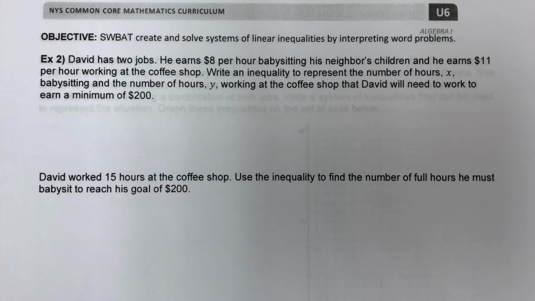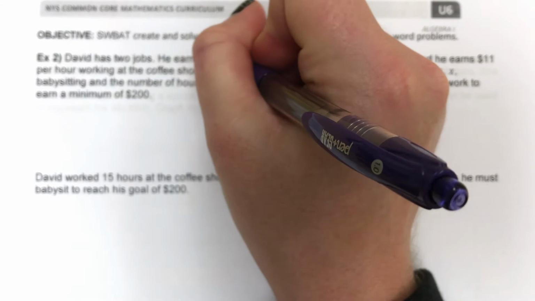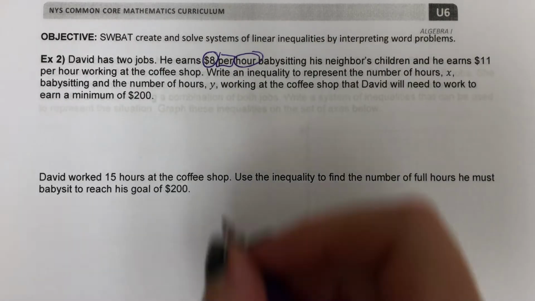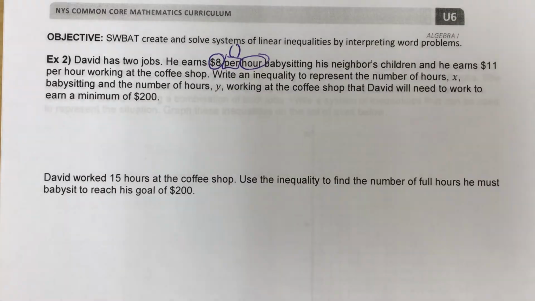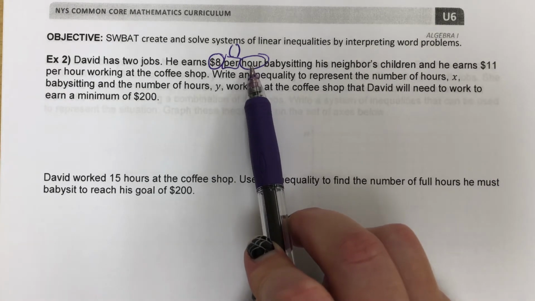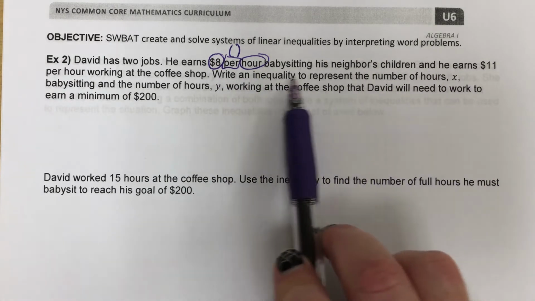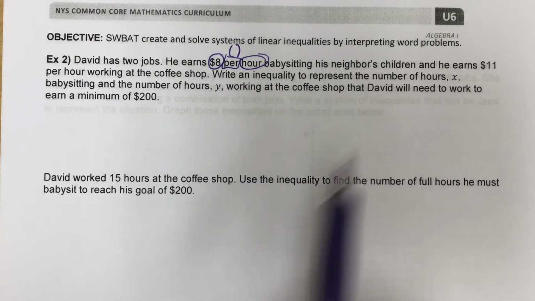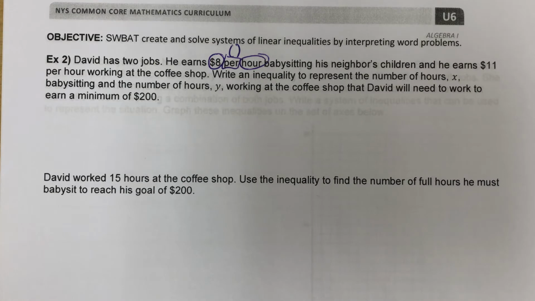So again, I'm just gonna follow through with the same steps we did on the first page. I wanna cube this question. Here we go. David has 2 jobs. He earns $8 per hour. 8 is a key number. I'm circling it. Per is a multiplication word, so I'm going to put parentheses. And again, it's $8 per hour, but I'm going to leave this alone because I remember in the question, it tells me I want to use X and Y when I'm talking about the hours for the babysitting and the coffee shop. So I'll come back to that.